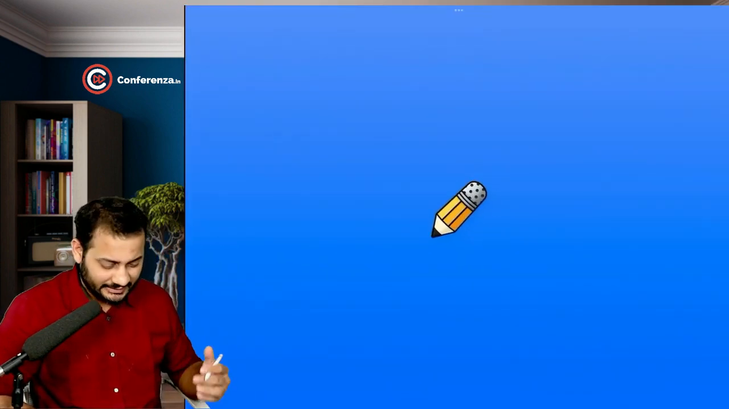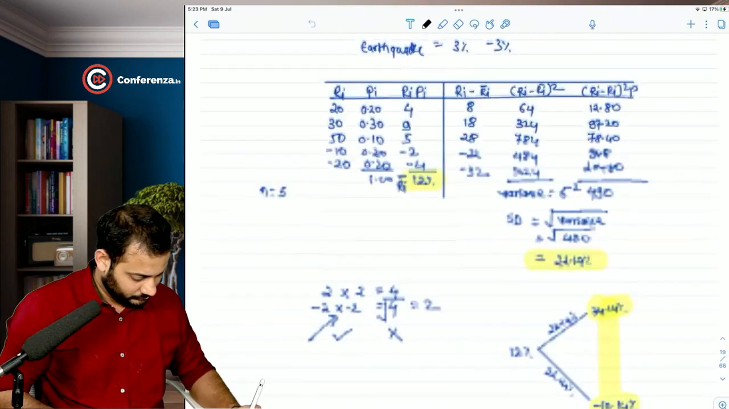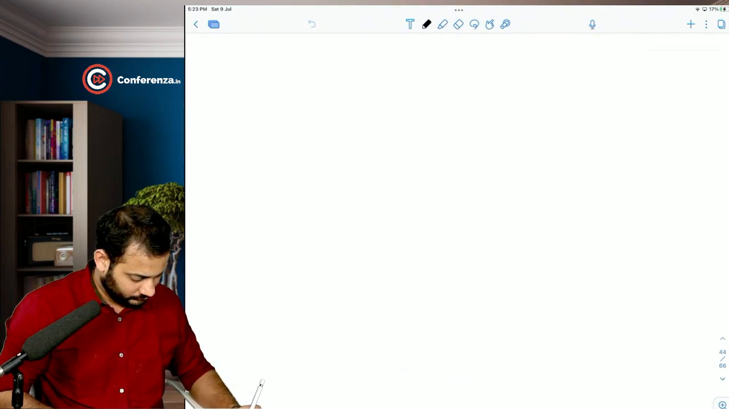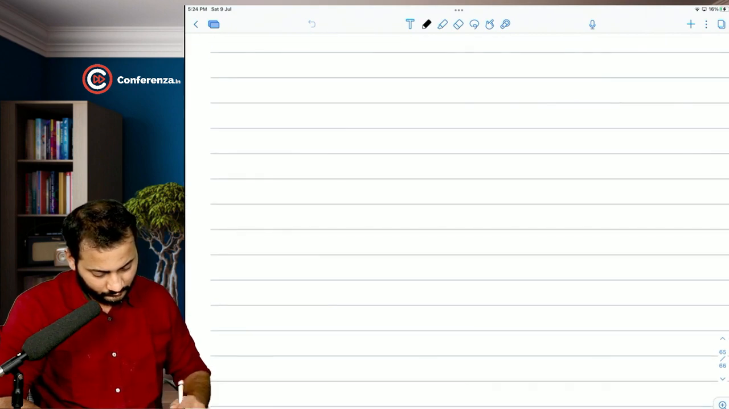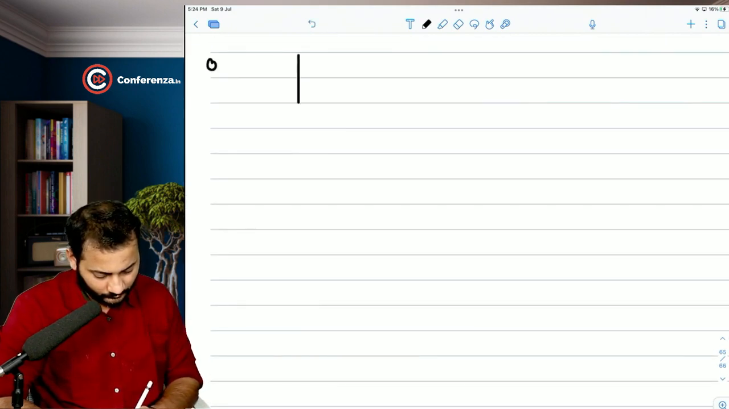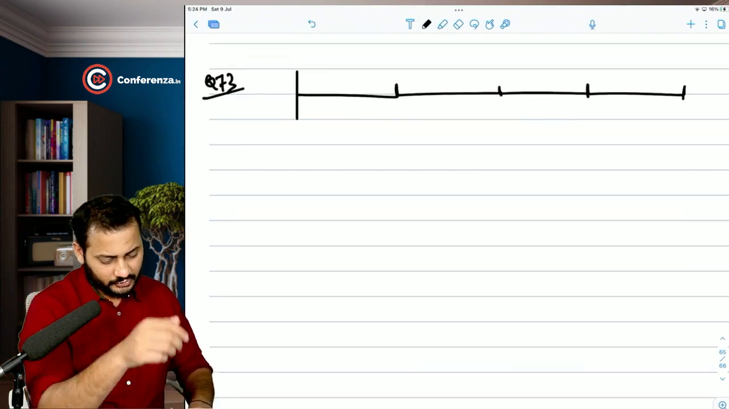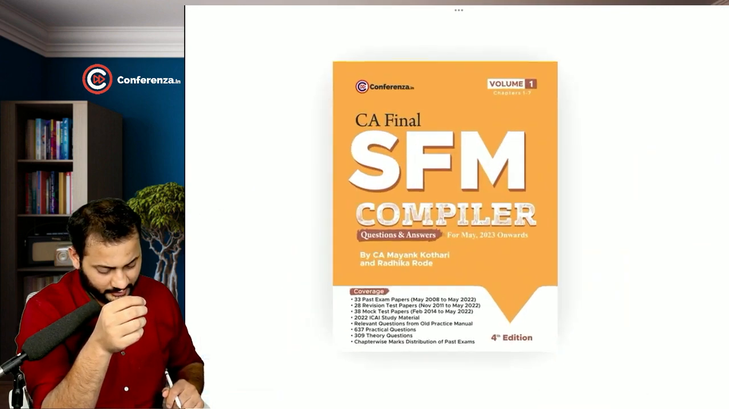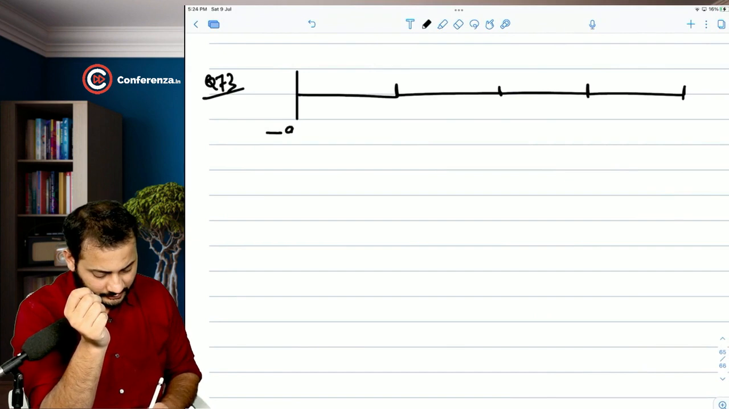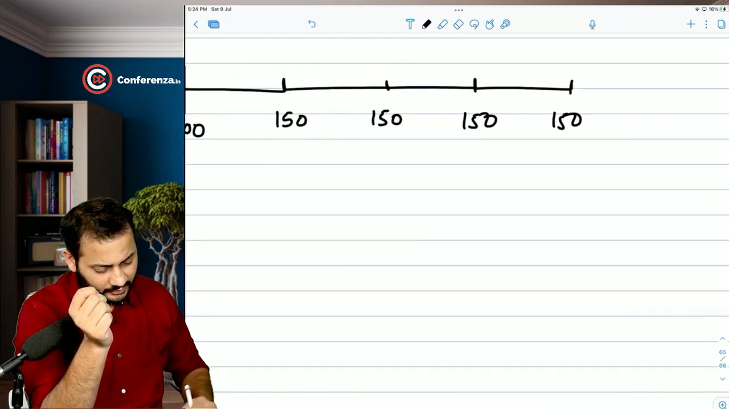So what is the question actually asking you? One, 2, 3, 4. I think 4 years only, right? So what will happen if you buy the bond today? You will be investing 900 rupees today, and then you will be getting 150 here, 150 here, 150 here, and 150 here. Also, the redemption value will be 1000 here.